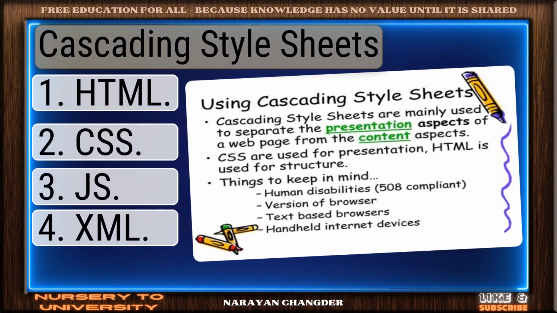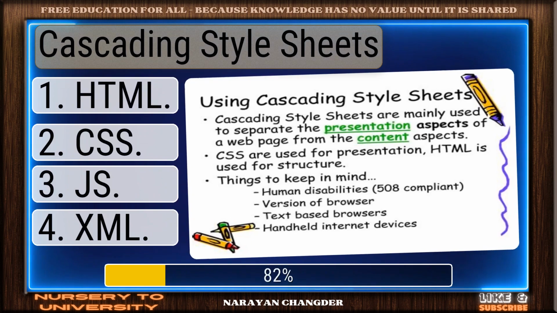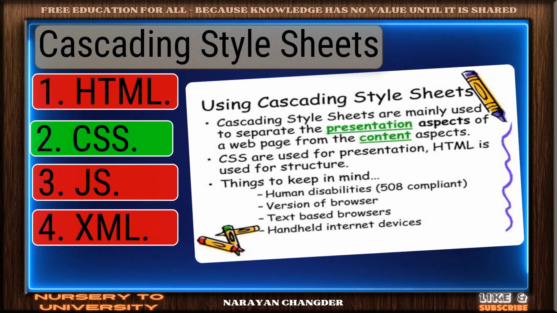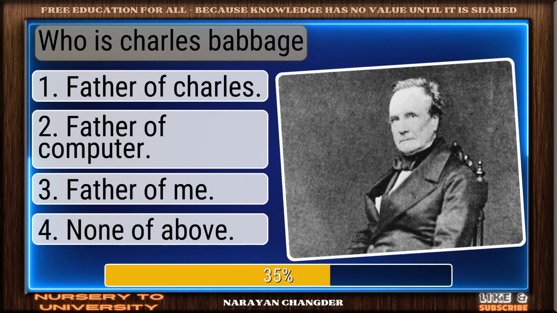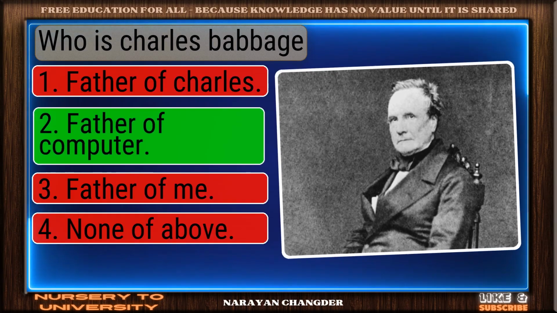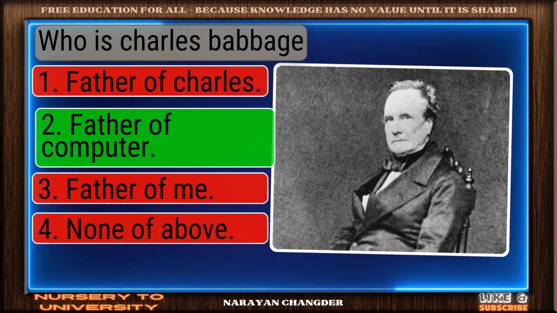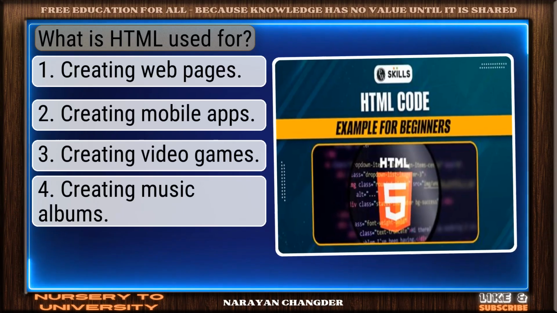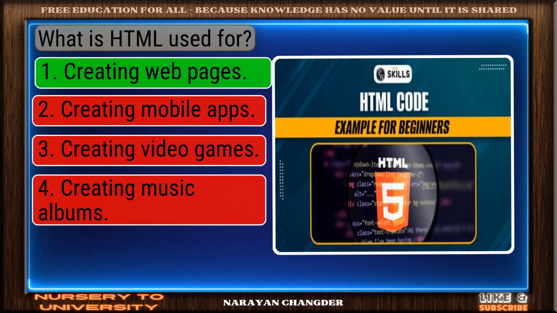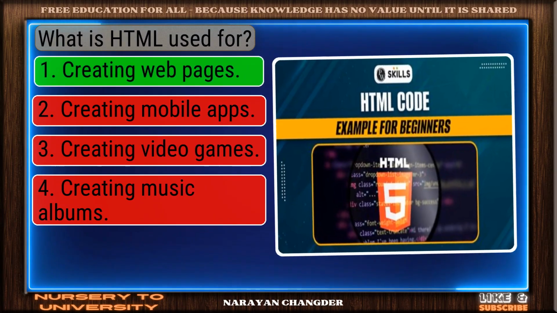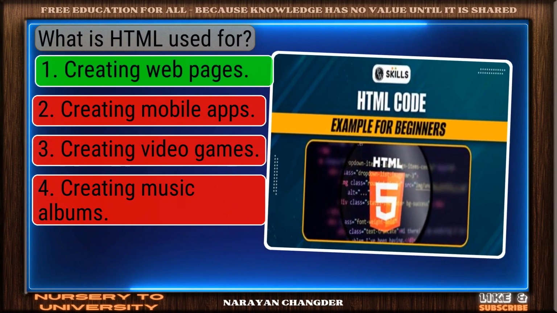Cascading style sheets. Excellent. CSS is a brilliant choice. Who is Charles Babbage? Right again. Father of computer is a valid answer. What is HTML used for? Perfect. Creating web pages is the correct choice.